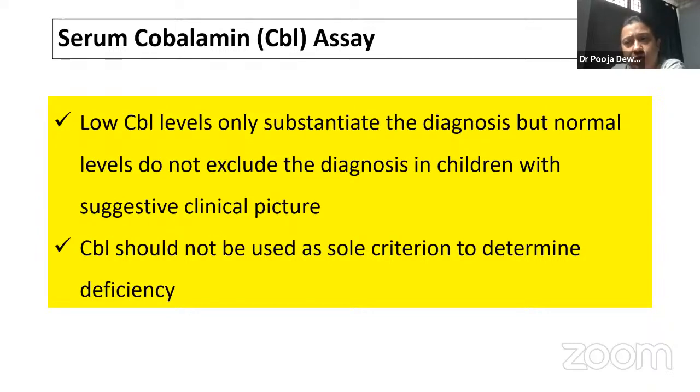So your PS and your CBC should always be done, and alongside, you should do a cobalamin assay to confirm your diagnosis. And sometimes if you're getting a normal level, and you have clinical findings which are suggestive of B12 deficiency, then you need to treat, and you can't just wait because your cobalamin levels are normal.